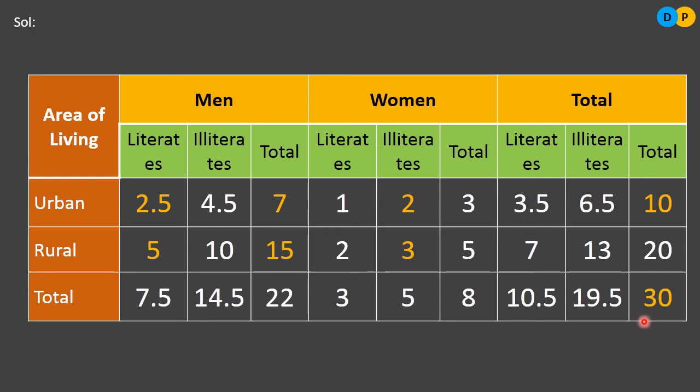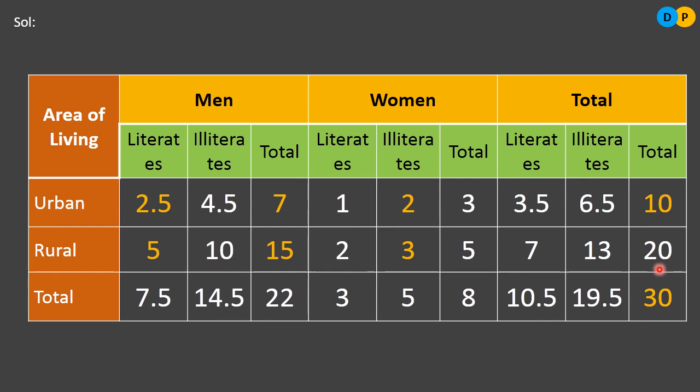So here 30 means 30 lakh. So in the state there are 30 lakh people, and in the question they have given that out of these 30 lakh, 10 lakh people live in urban areas. So in urban areas, totally, whether literate, illiterate, men, women, there are 10 lakh people. So 30 minus 10 will give you the total strength living in rural areas. So in rural areas there are totally 20 lakh people. 10 lakh are living in urban and 20 lakh are living in rural areas.